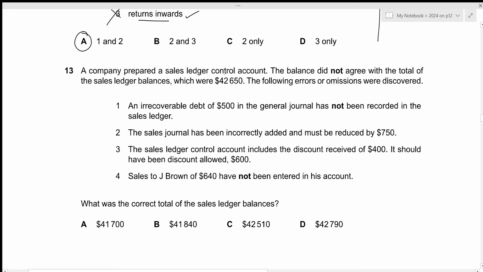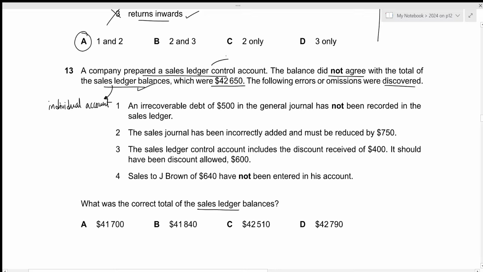A company prepared a sales ledger control account. The balance did not agree with the total of the sales ledger balances, which were 42,650. The following errors or omissions were discovered. What was the correct total of the sales ledger balances? Okay, we only need to work for the sales ledger. Remember that sales ledger balances is prepared by looking at the individual supplier account. So any errors within the individual accounts will only impact the sales ledger balances.